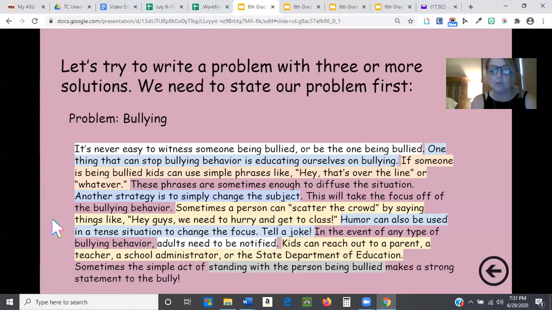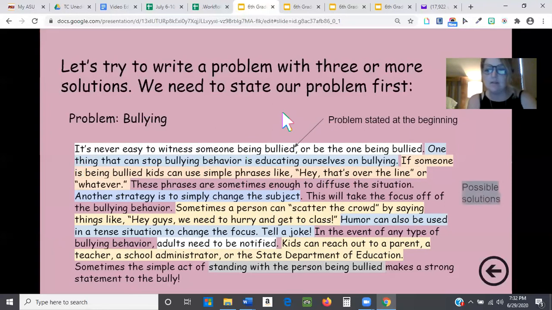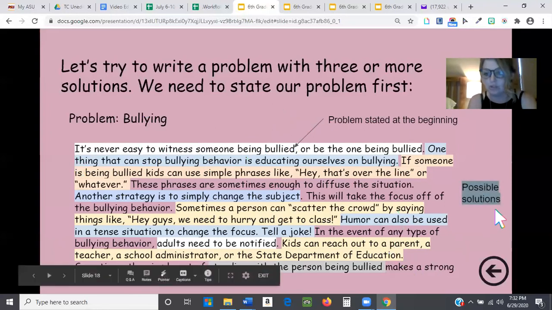Okay, so we have our piece, and what I've done is highlight all of my solutions, all of my pieces to this. The first thing highlighted is our problem. Right here, this is the problem stated at the beginning, and that's pointing to that very first sentence that tells us the problem, and that is bullying, right? Okay, and then in the body of our writing, we have possible solutions, okay?